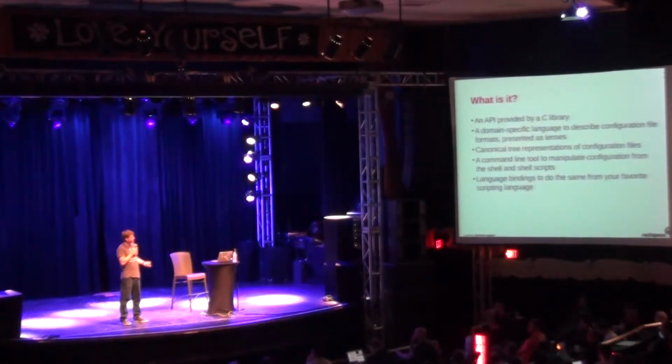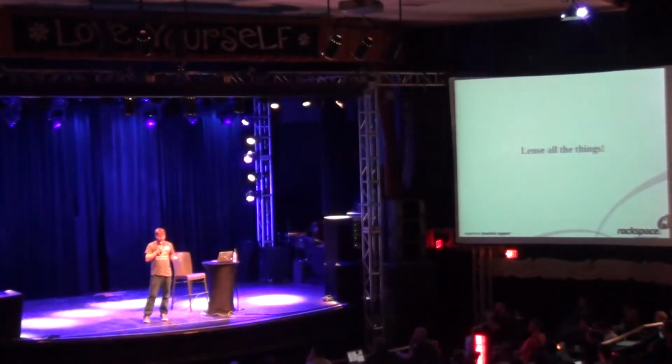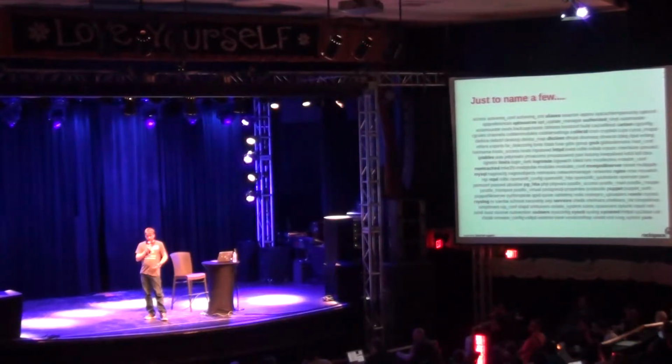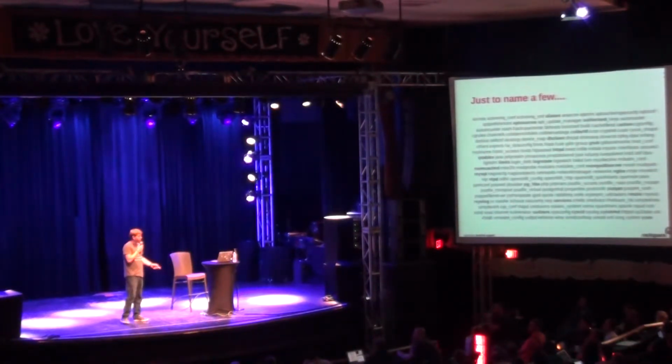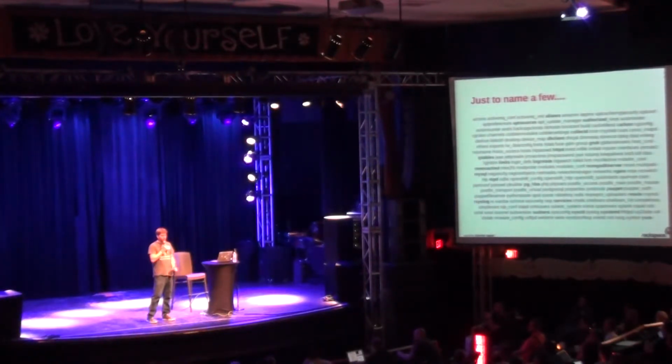So it's primarily a command line tool, but also has language bindings, which makes it really useful once you get everything lensed up. By lensing all the things, they've gone and made default lenses for a lot of things. To be honest, I took this snapshot before PuppetConf last year, so it's probably bigger now. All of those are default lenses that are available right now. You can manage these configuration files without having to understand anything about how to write a lens, which is awesome.